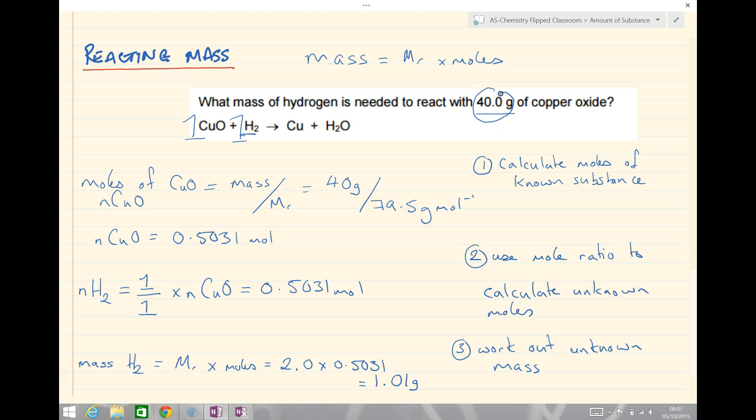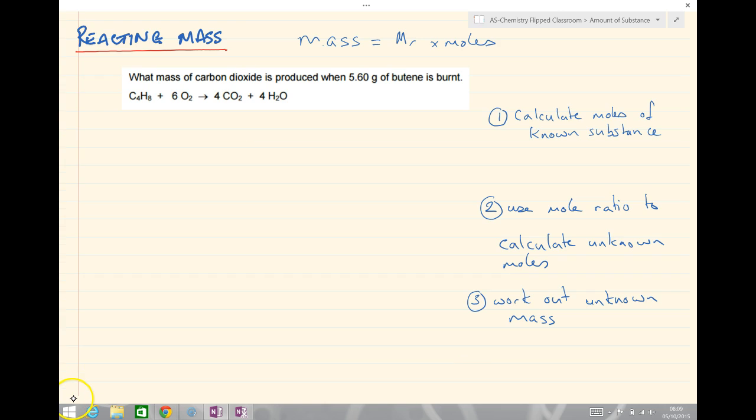We're going to have a look at a slightly more complicated reaction now. Another example, we're going to do this one just a little bit quicker. So first step is to read the question: what mass of carbon dioxide is produced when 5.60 grams of butene is burnt? Butene here is C4H8 burnt in oxygen.